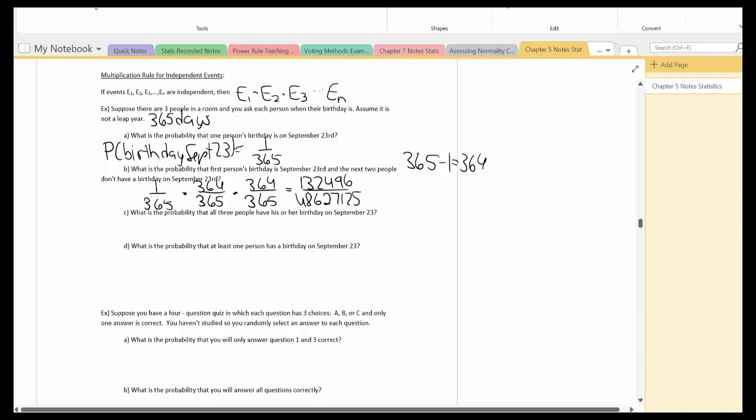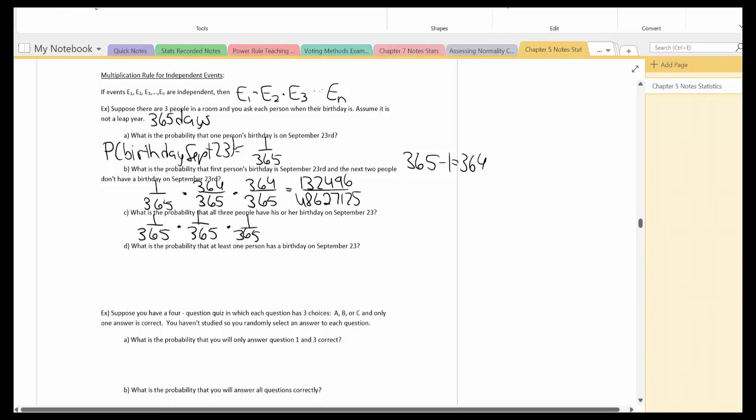Again, I'm not interested in reducing the fractions to lowest terms. Okay, part C. What is the probability that all three people have their birthday on September 23rd? Well, the probability of the first is 1 out of 365. Again, the second person's birthday has no effect on the first. So 1 over 365 times 1 over 365.